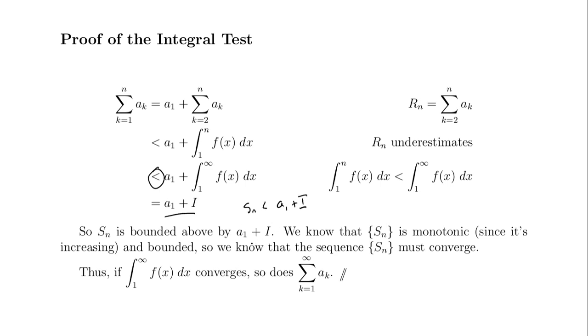We know that the sequence of partial sums is monotonic. It's increasing because all the terms are positive. So that means when you add more and more terms, your sum gets bigger. So the sequence of partial sums is monotonic, and we've just shown that it's bounded. We had a theorem earlier that says any sequence that's monotonic and bounded converges. So bang, we know the sequence of partial sums has to converge, and thus so does the series. End of proof for that first direction.